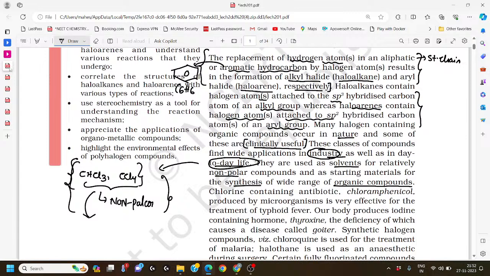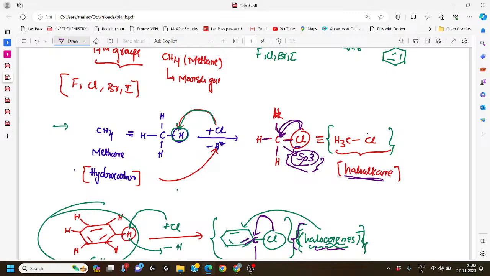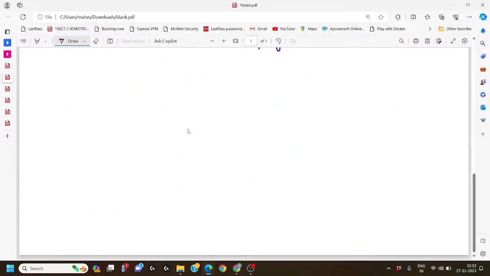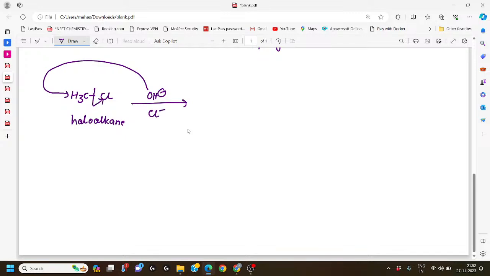And the next one is that these are used as starting materials for the synthesis of a wide range of organic compounds. Now let us take an example to explain this concept. In the previous discussion, we saw this is the haloalkane. When this haloalkane is reacted with OH minus, it attacks from the back side and Cl is removed as Cl minus. We know that Cl is a good leaving group.